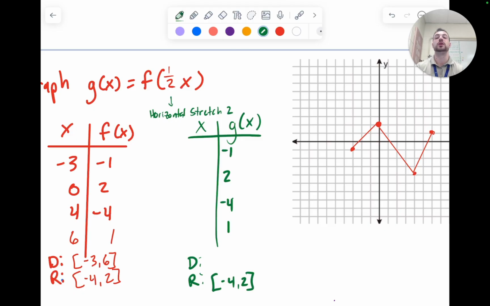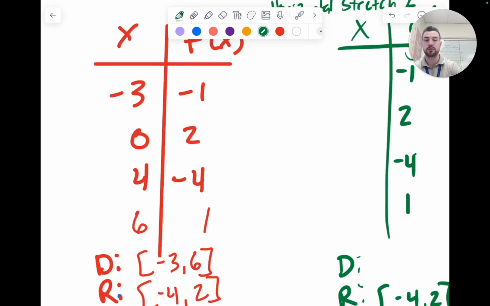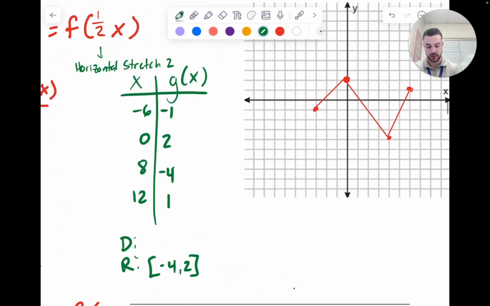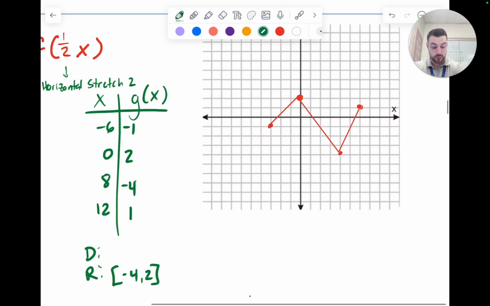Now, what we need to do is apply the horizontal stretch of 2. Well, as we can see in here, we have multiplication. So we are going to multiply our horizontal values, again, not by 1/2, but by 2. So we end up with -6, 0, 8, and 12. That 12 might be a little bit off our graph here, but that's okay. So if I just plot these points, we have -6, -1. We have 0, 2, and then we have 8, -4.